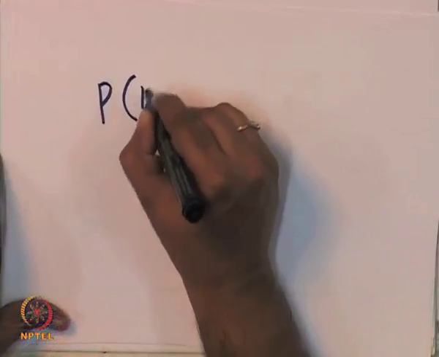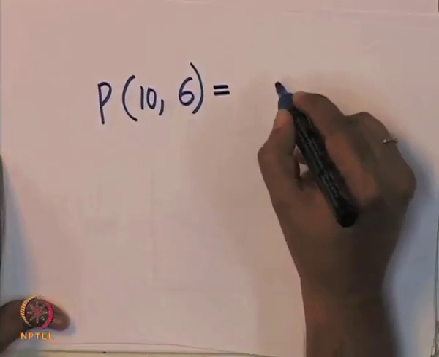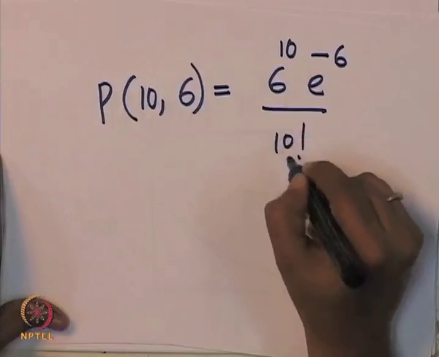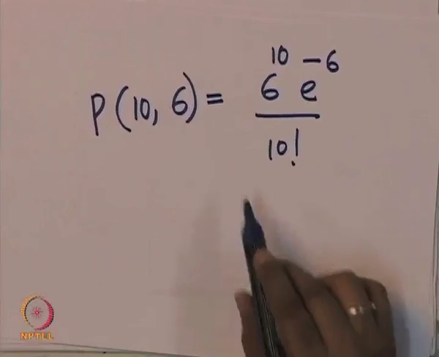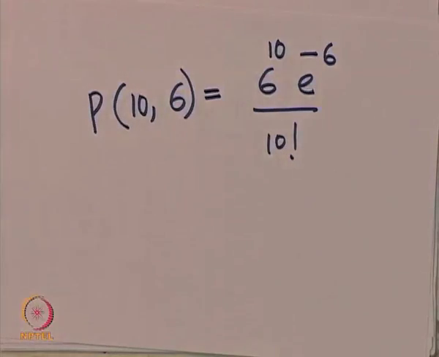what is the probability that I will get 5 mangoes, or what is the probability that I will get 10 mangoes? So, this is again described by the Poisson distribution. What do we want? We want the probability to get 10 mangoes when the average is 6. So, this is again the same formula we described some time ago. The answer is 6^10 e^(-6) / 10!.